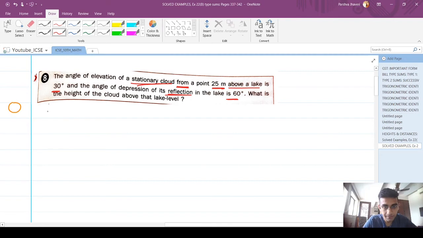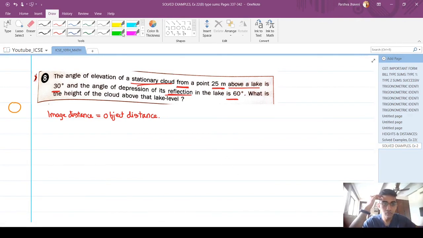In this, a concept of physics is also used. The physics concept used is that image distance is equal to object distance. I'll explain this shortly after I draw the diagram. First, understand the diagram. I will draw, let's say in blue color, first my lake surface. This blue color line is my lake surface. Let's call it LS, lake surface.